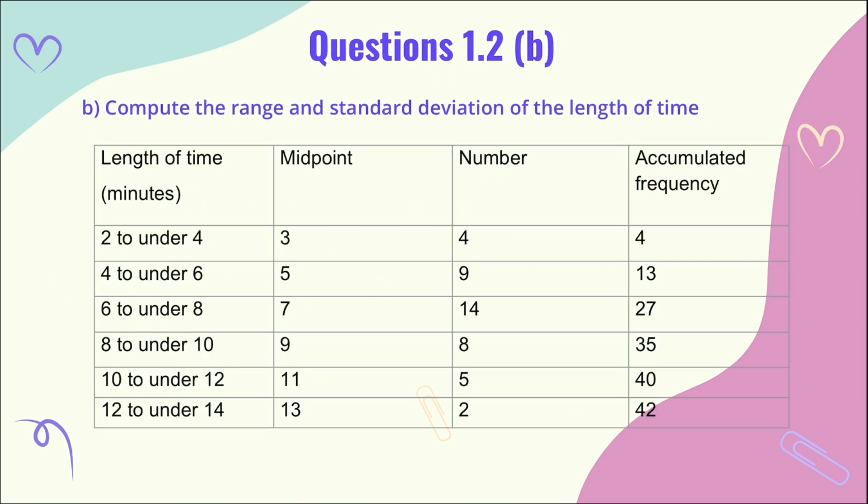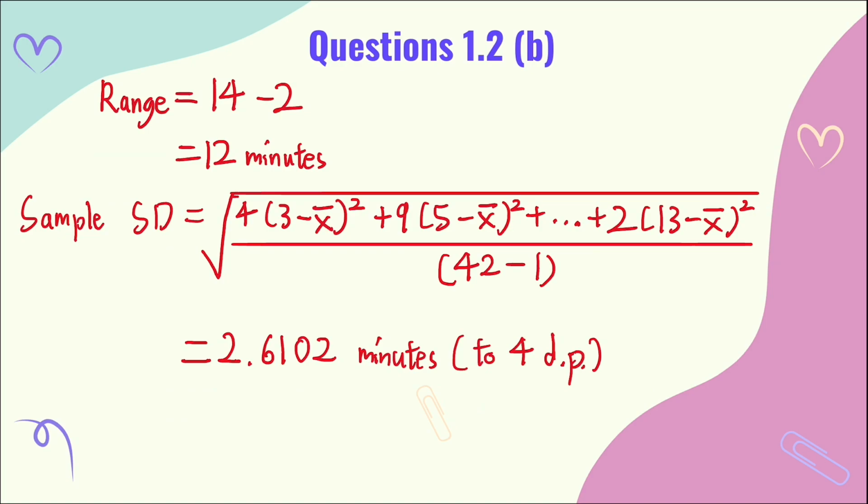For question 1.2b, it asks us to compute the range and the standard deviation of the length of time. As for range, we can see that the highest is 40 minutes, and the smallest amount of time would be 2 minutes. So the range would be 40 minutes minus 2, which we can get the range would be 12 minutes.